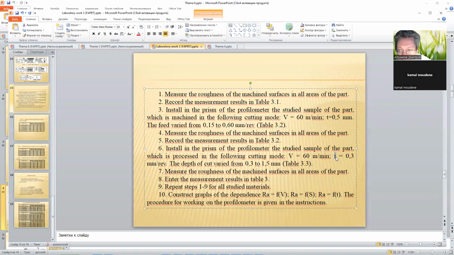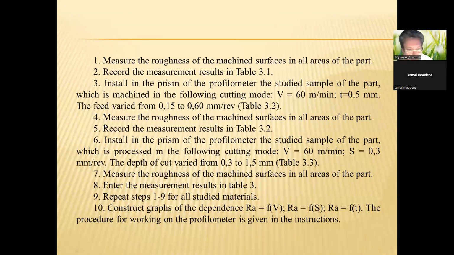It's not T, it's S, the feed, in millimeters per revolution. Then measure the roughness of the machined surface in all areas of the part. Then enter the measurement results in table 3.